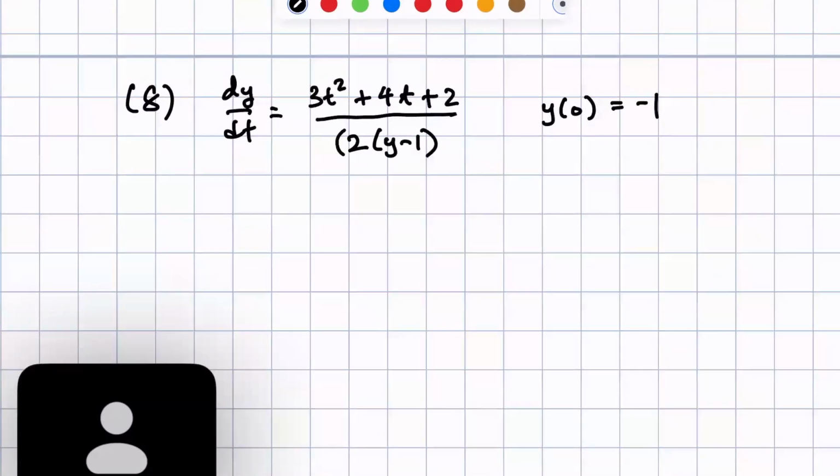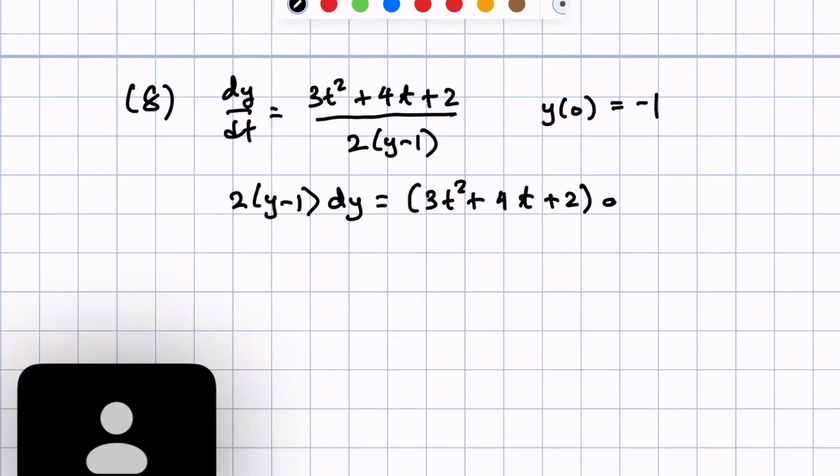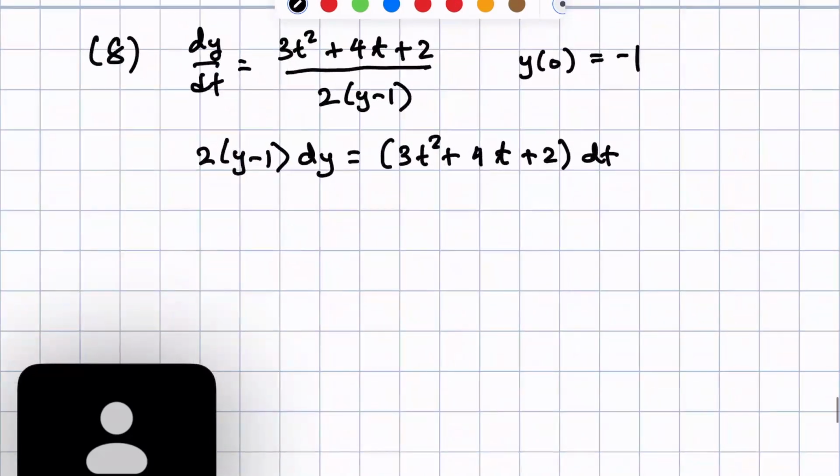Now, this 2 is kind of interesting. It seems like the 2 can be left either on the right or the left, but let's see why putting it on the left is actually a good idea. So let's separate the y and the t. And here, let's take the antiderivative.